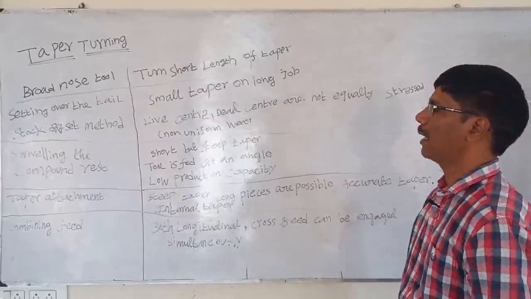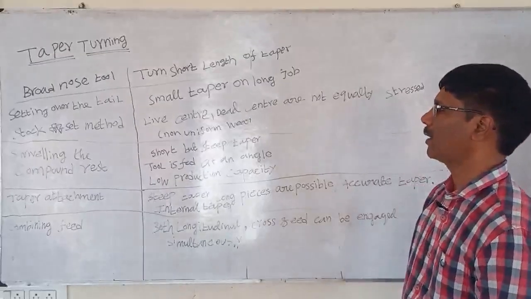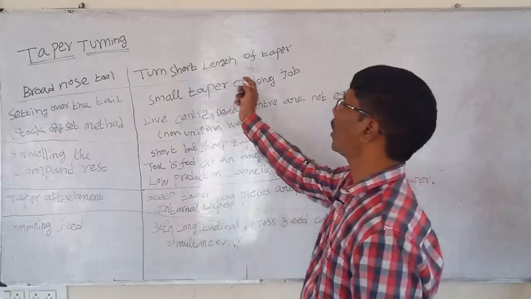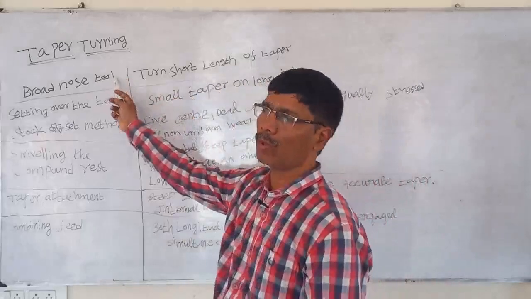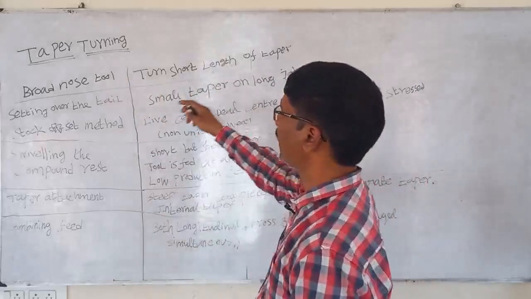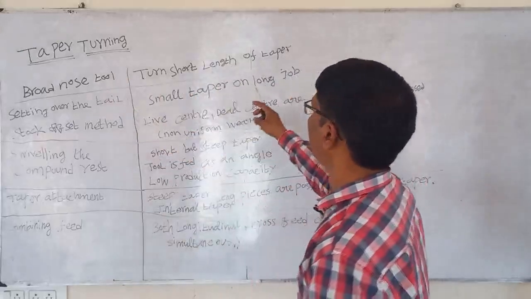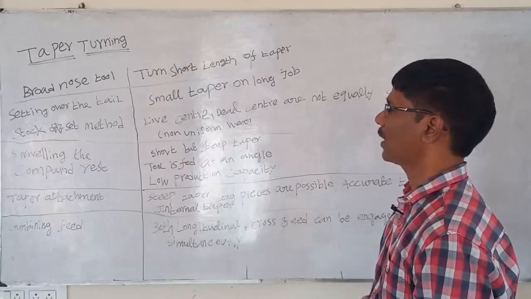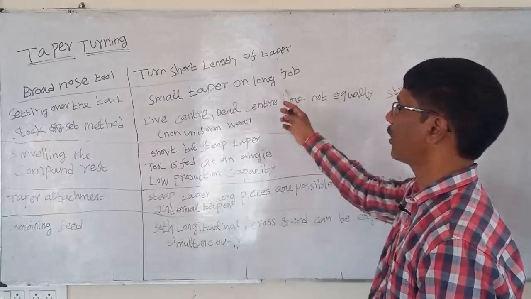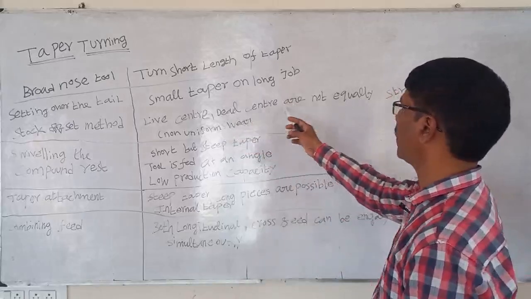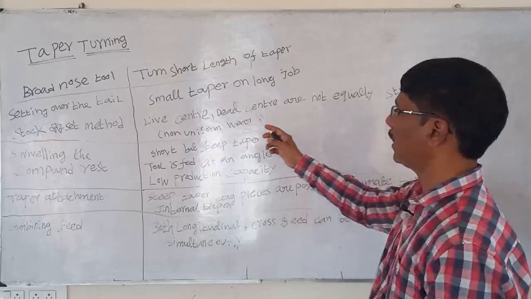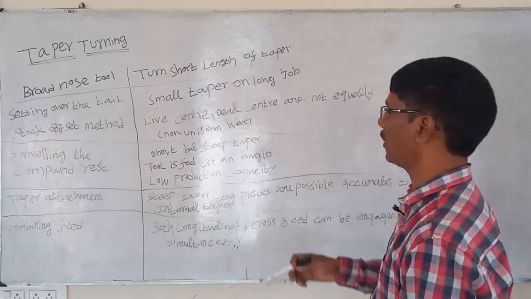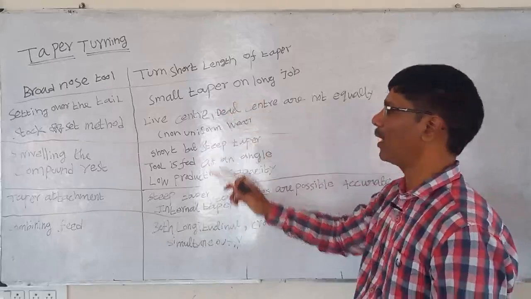Taper turning: we use different taper turning methods for different specific applications. To turn a short length of taper, it can be done with the help of a broad nose tool itself. The setting over tailstock method, the tailstock offset method, can be used for a small taper on a long job. The live center and dead center are not equally stressed. This is the disadvantage in the set over method. Because of this, non-uniform wear takes place.